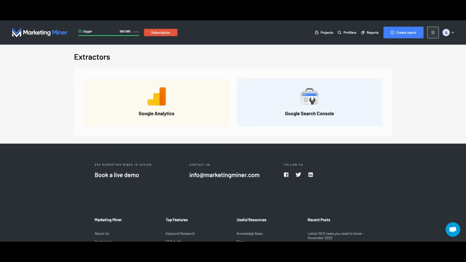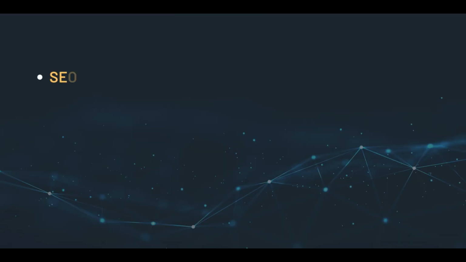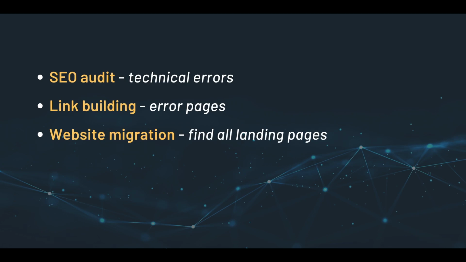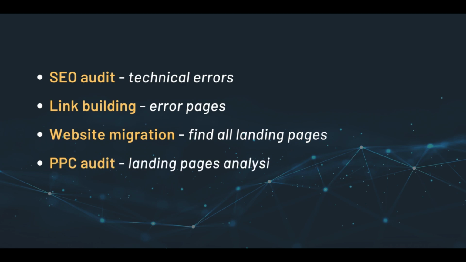And here are a few ideas on how you can use Google Analytics extractors. You can use them for an SEO audit to discover broken links on your website, or see if your page speed correlates with your bounce rate to improve your score. Link building, to see if any websites link to your error pages. For website migration, to find all existing pages you need before you start working on your redirects. For a PPC audit, to test the page speed of your landing pages and check if they all exist.